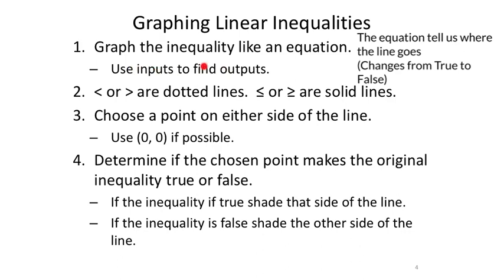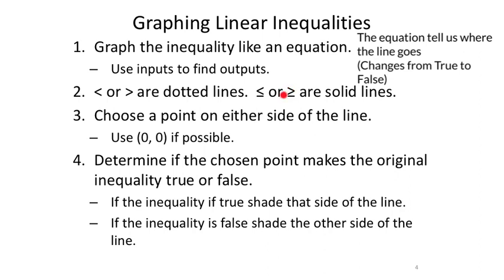So the inputs and outputs that we're going to be using in this first step tell us where the line goes on the graph. Then, after we get that on the graph, we look at either less than, greater than, less than or equal to, or greater than or equal to, to figure out what kind of line to use. Because if it's just less than or greater than, then the values on the line immediately start to make the inequality false, and so we use a dotted or dashed line to communicate that.